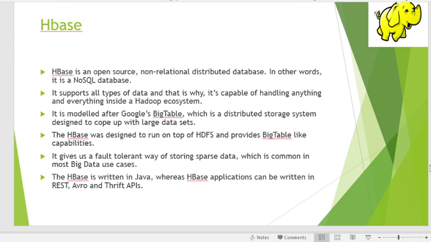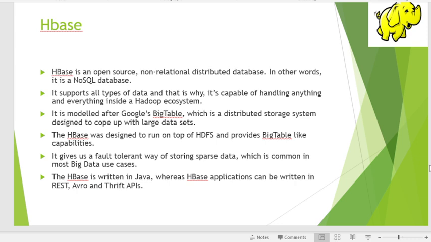Now let's cover HBase. HBase is an open source non-relational distributed database. In other words, it is a NoSQL database. It supports all types of data, and that is why it is capable of handling anything and everything inside the Hadoop ecosystem.